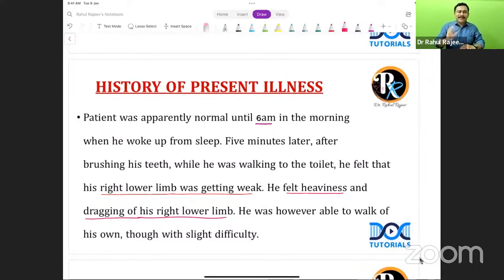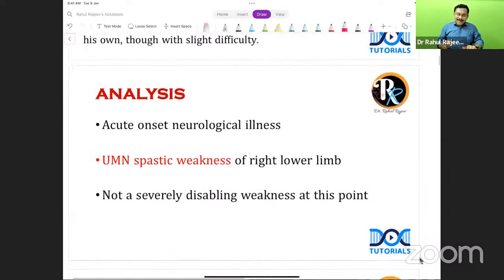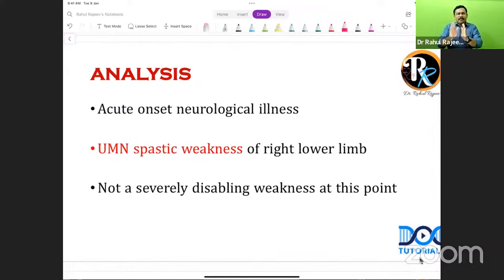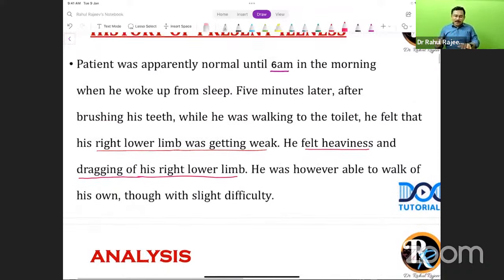I'll tell you what my analysis is. Firstly, it is an acute onset neurological illness, because at 6 a.m. completely normal, 6:05 a.m. almost normal. He walks to the washroom, suddenly he develops symptoms. So I got it. It's an acute onset neurological illness. All this is important. In that case, will you think of Parkinson's disease, dementia? Will you think of those etiologies? No, I am only going to think of an acute onset neurological illness. Now coming to the point here.